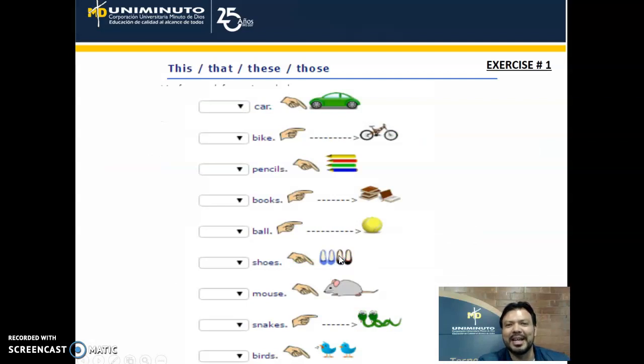Now we're going to do an exercise. Pay attention. You're going to think what demonstrative adjectives you can use. Look at this. Car, bike, pencil, books, ball, shoes, mouse, snakes, and birds. Look at this. This hand is near, and this hand is when the object is far. Come on, do it.